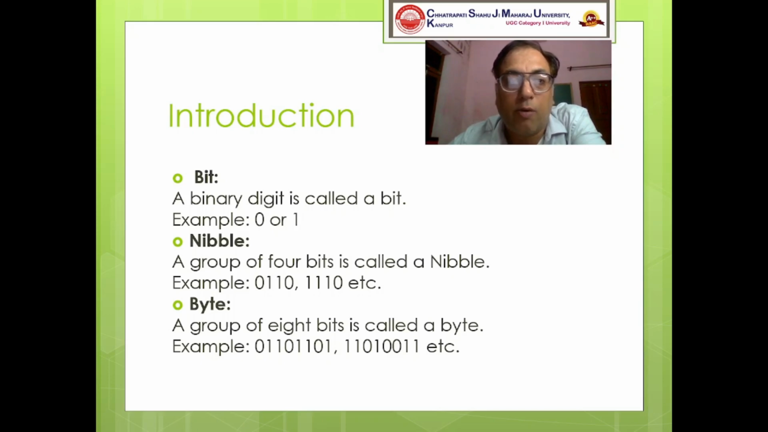Nibble is a group of 4 bits. For example, 0110 or 1110. These are nibbles. Byte, it is a group of 8 bits. Examples are given below. For example, 01101101. These are total 8 bits. Therefore, it is 1 byte of instruction.